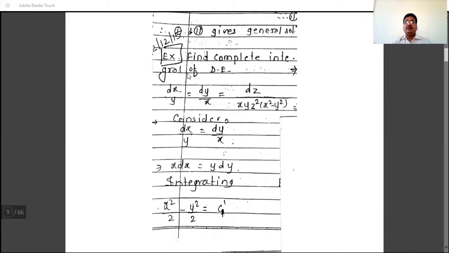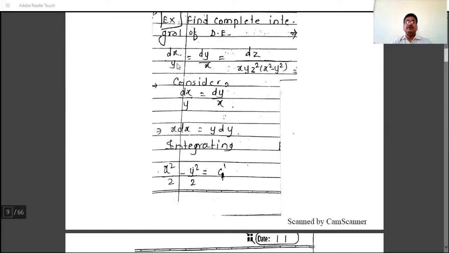Then the next example: find the complete integral of this differential equation, dx by y, dy by x, and dz by this quantity. So consider the first two fractions, because z is absent in the first two fractions. dx by y is equal to dy by x.